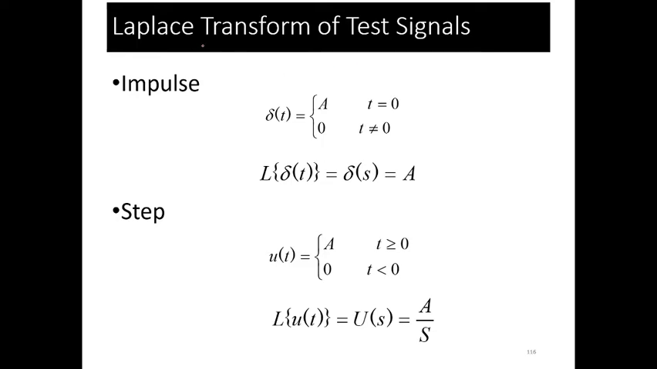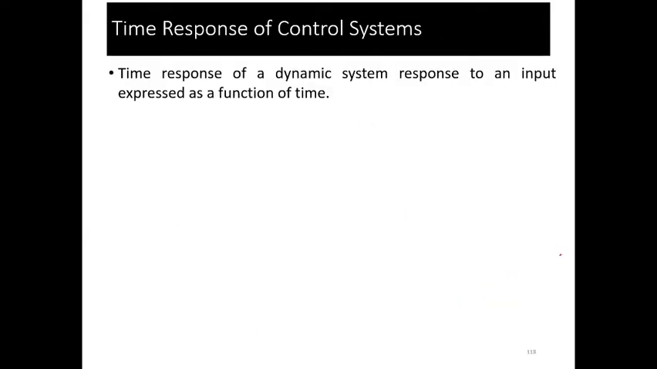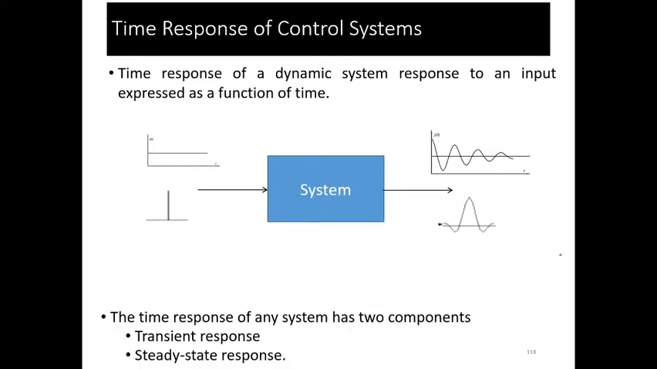Now come to the Laplace transform. The Laplace transform of the impulse function is 1, or if the constant is a, it will become a. For the step signal it is a by s, which is very well known, for the ramp it is a by s square, and for the parabolic it is a by s cube. I don't think you will find any problem, because you have already gone through this in the BTech courses.